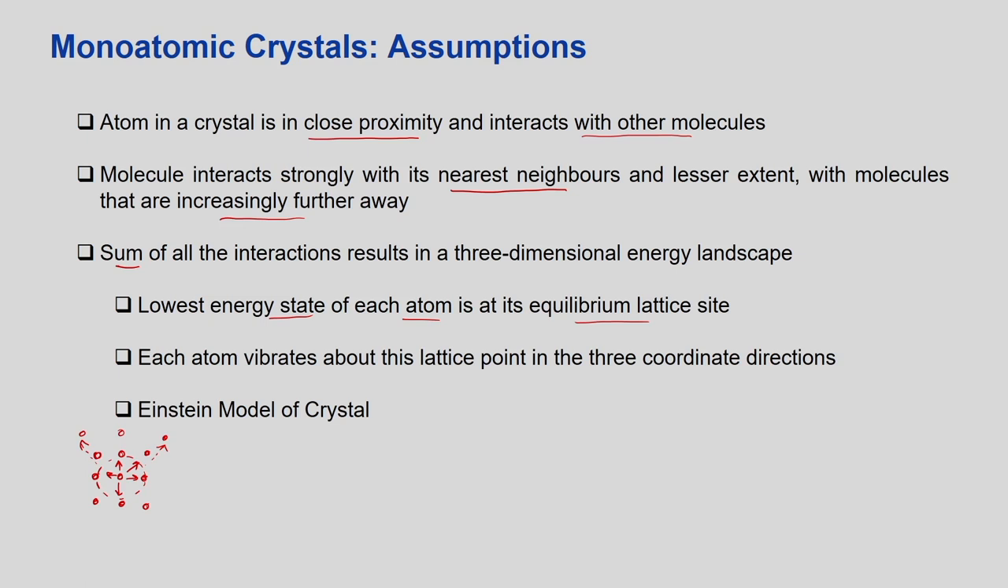Each atom vibrates about its lattice point. Suppose R0 is some intermediate distance from the neighboring atom; the atom will vibrate around this equilibrium point. Because of this vibration about the equilibrium point, there will be a vibrational energy and correspondingly a vibrational function. These two energies can be decoupled and put forward in the Einstein model of a crystal. Now we will see what the mathematical equation resembles.